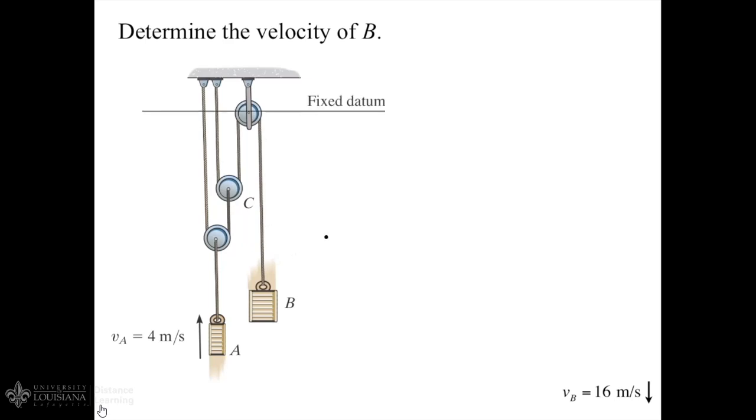First step is to set up a fixed datum, and we'll put it through this fixed point up here, and from there we'll locate the position of A using this position coordinate to the center of the pulley. We'll refer to that, of course, as S sub A. B is located using this position coordinate, referred to as S sub B. Positive downward, just like S sub A. And finally, we need to locate the position of the end of this chord right here, and we use the position coordinate S sub C.